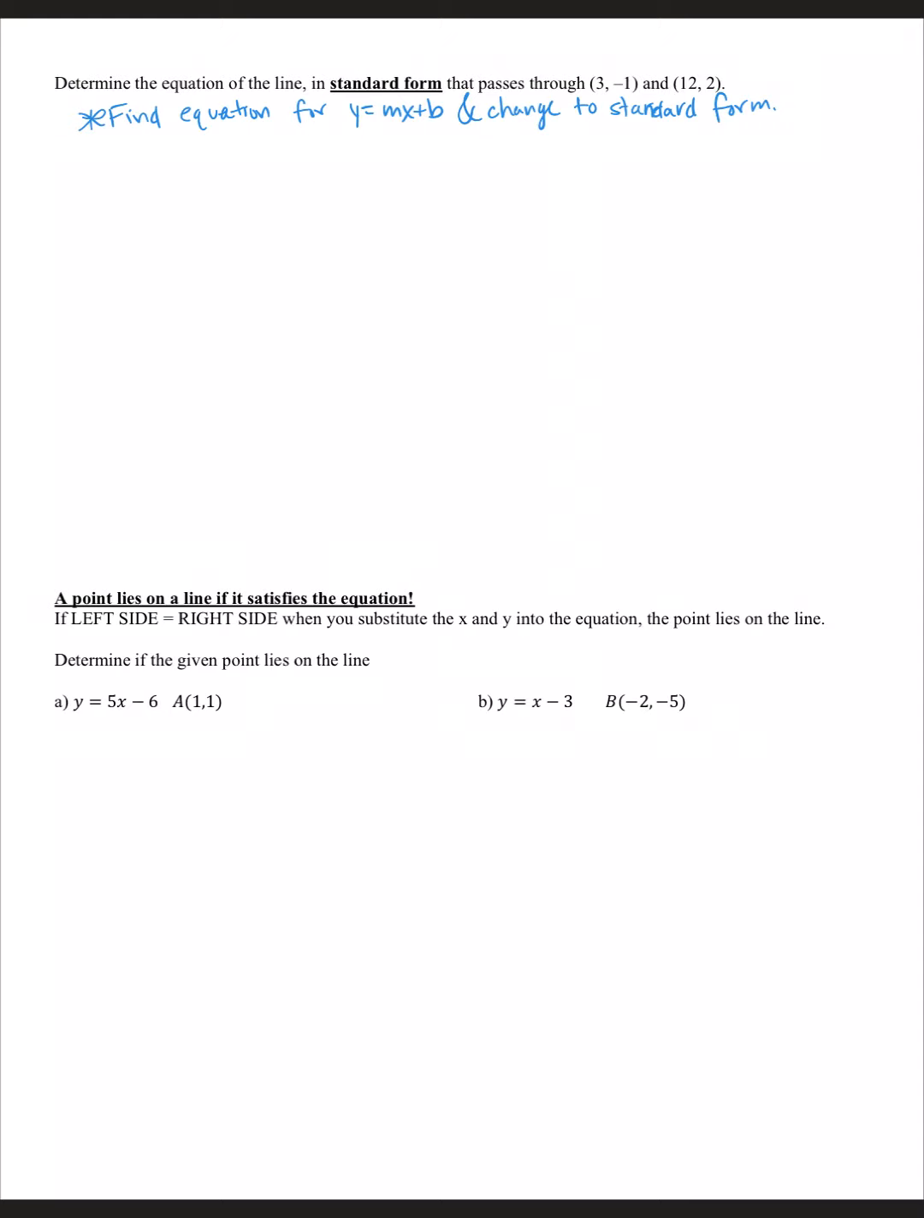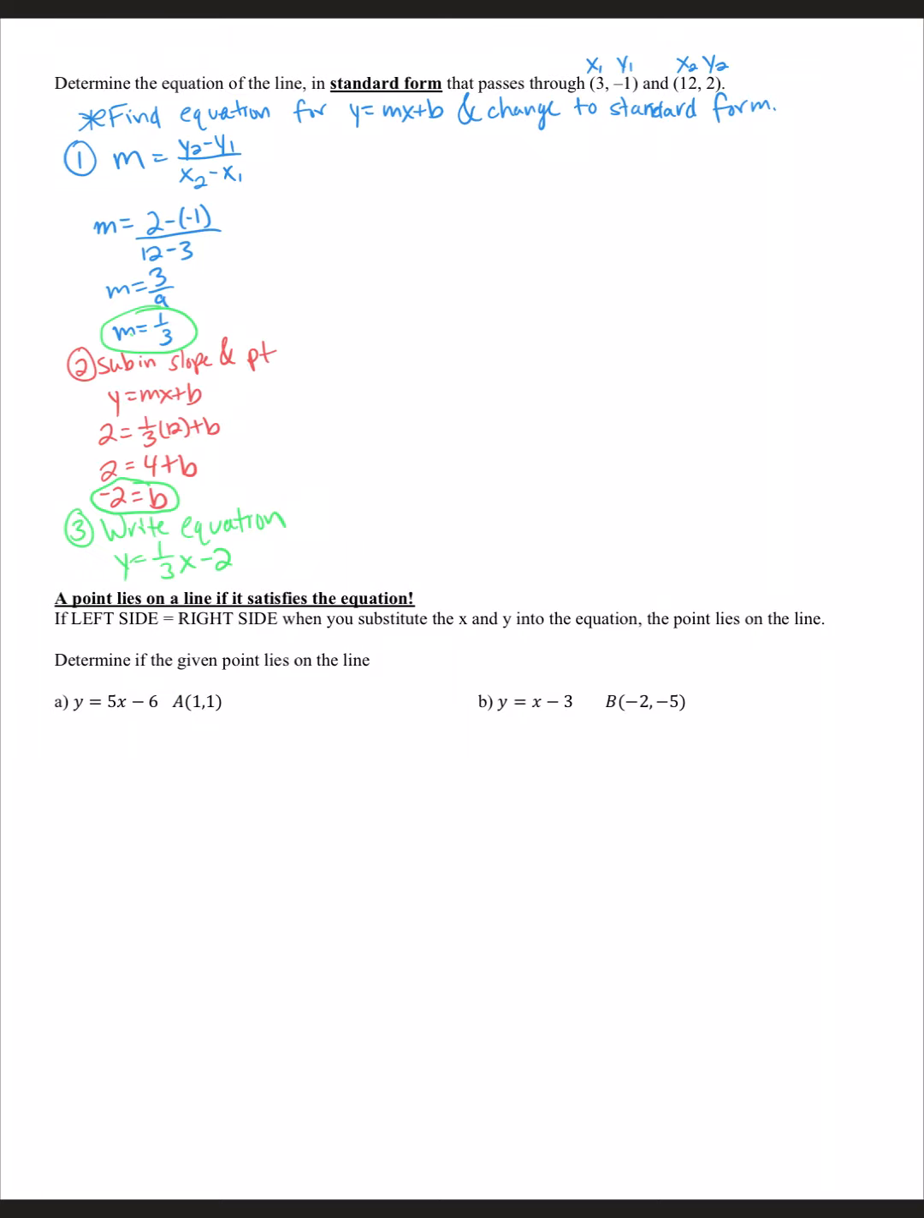So just some things to remember. Our slope is going to be y2 minus y1 all over x2 minus x1. So we could label our points here x1, y1, x2, y2. So pause the video, see if you can work through finding your slope and then plugging in the slope and one of the points into the equation to get y equals mx plus b. And then come back to the video and we'll talk about going into standard form from there.